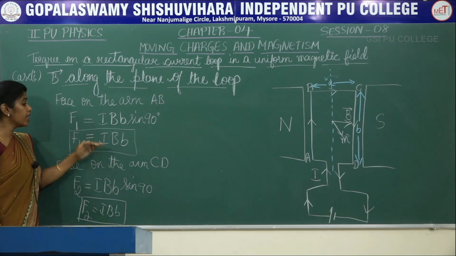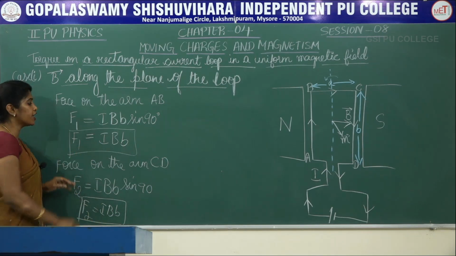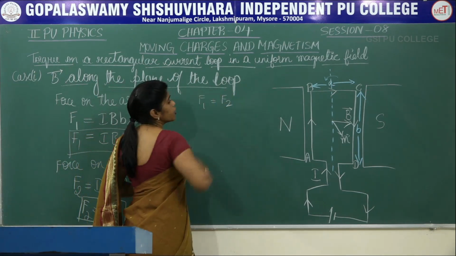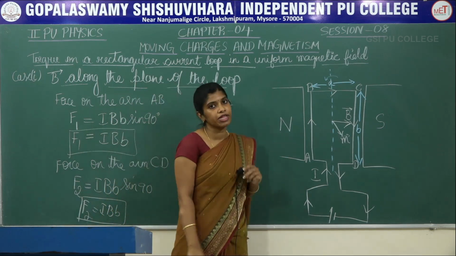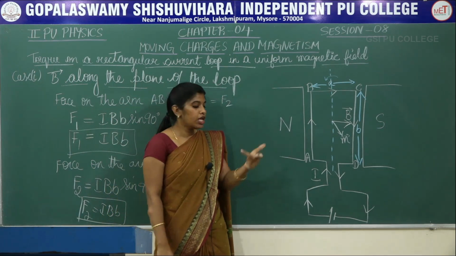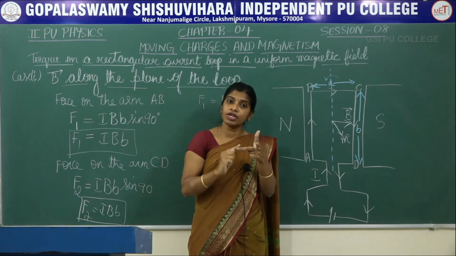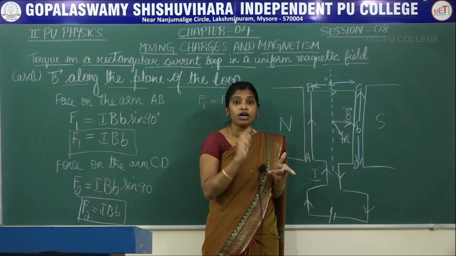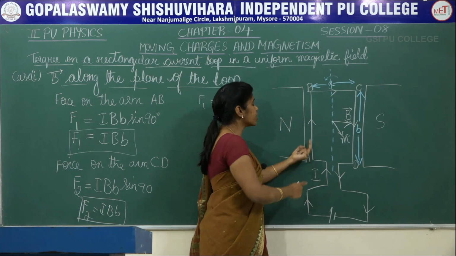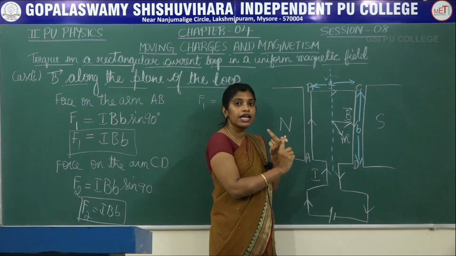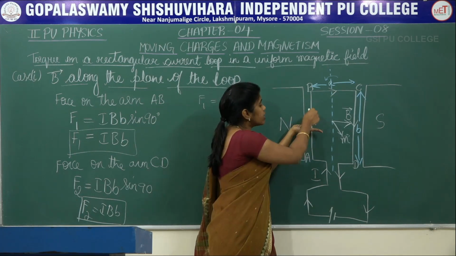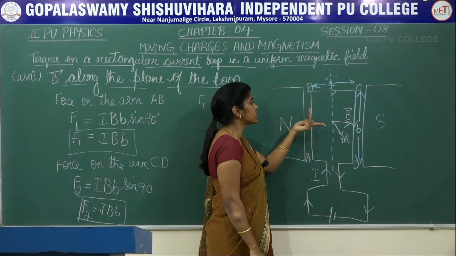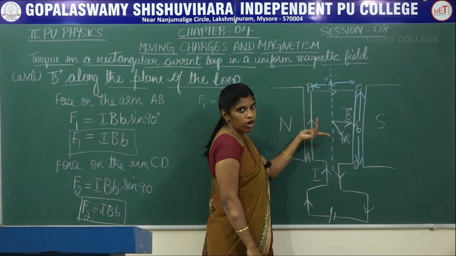You can observe one thing here. The forces F1 and F2 are equal in magnitude. IBb and IBb, they both are equal in magnitude. But what about the direction? Let us check what will be the direction using Fleming's left hand rule. Now stretch the thumb, forefinger and middle finger of your left hand mutually perpendicular to each other. Your middle finger represents the direction of the current. So first I am going to place the middle finger in the direction of the current, and forefinger represents the direction of the magnetic field. So if this is the direction of current, this is the direction of magnetic field. What about the force? The force is something like this, that is inward.